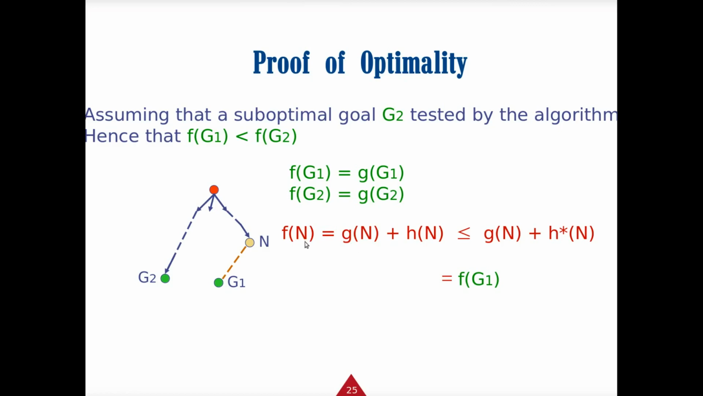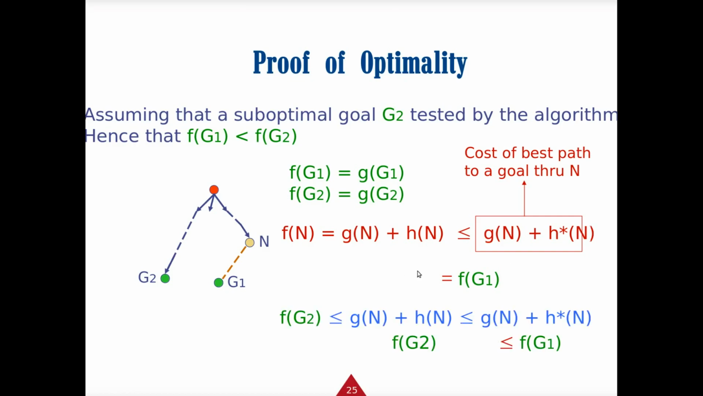So f of n equals g of n plus h of n, which is less than or equal to g of n plus h star. So basically what this is saying is that this is the best path to our goal. So it's basically saying going to G1 is a better path than going to G2. It's saying the best path to get to the goal. So if we have multiple goals, a suboptimal one is if we take a path that's not optimal.